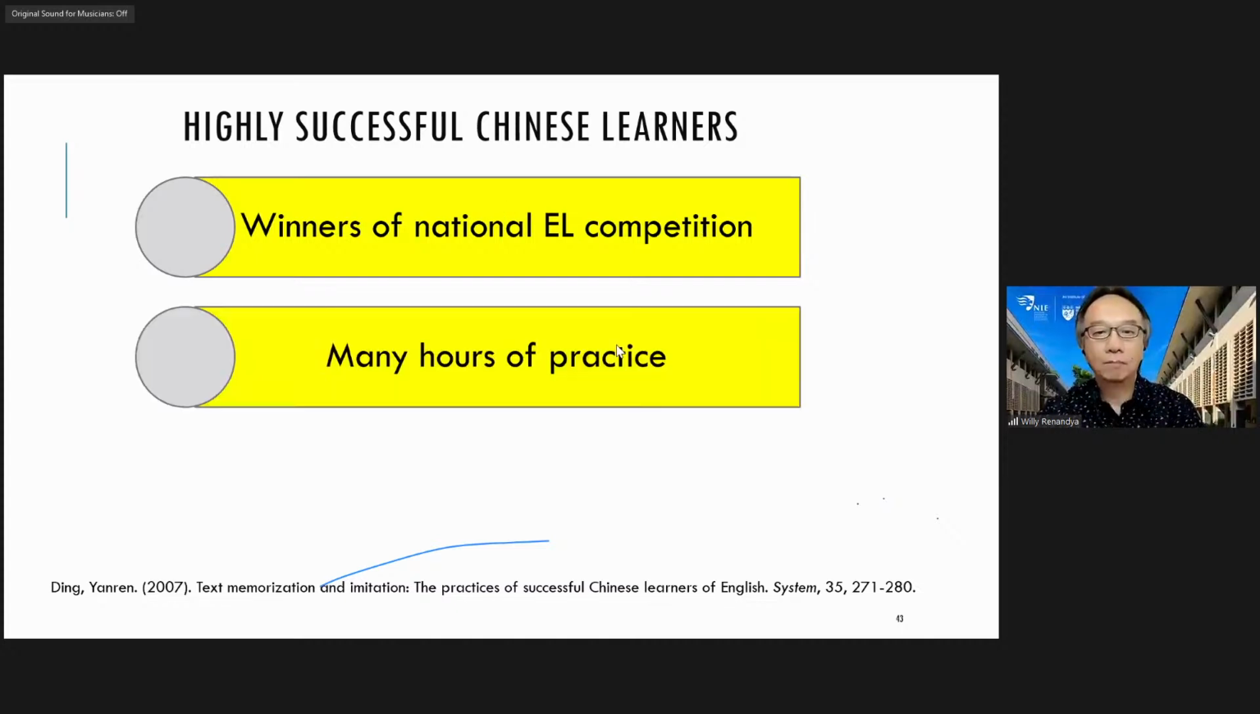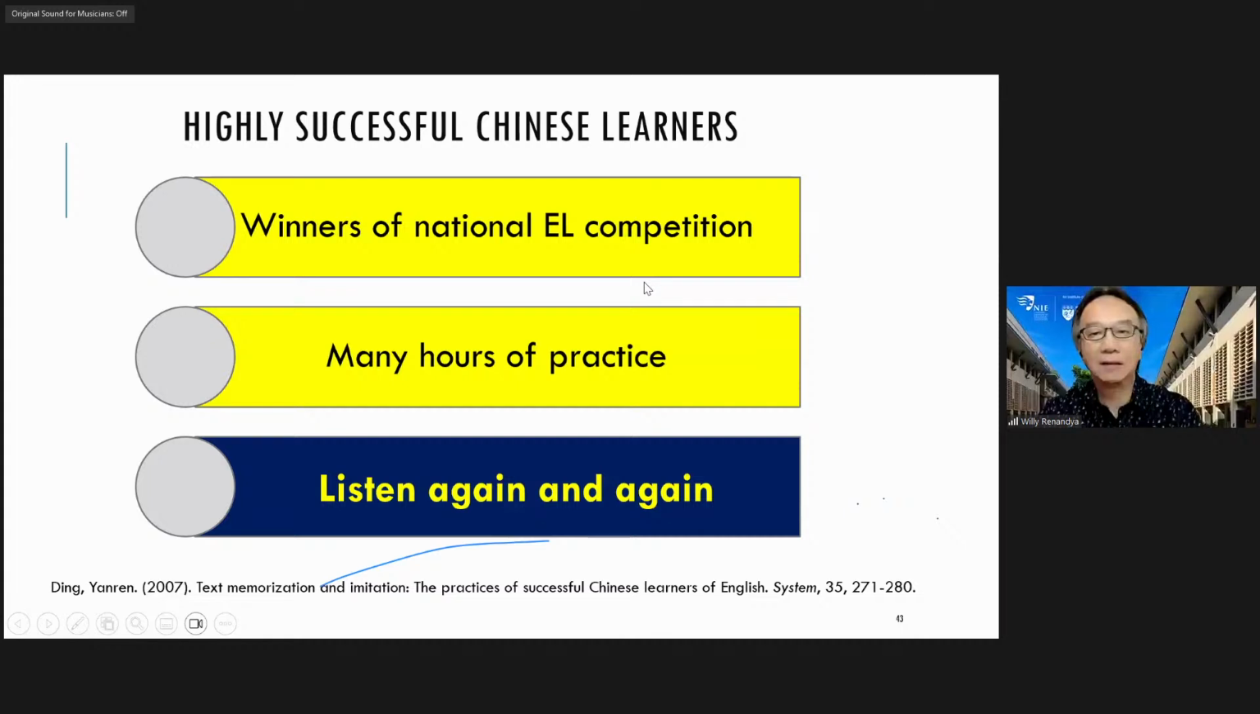What do we learn from these people? Number one, they spend hours doing a lot of practice. Remember what I said earlier on, practice makes perfect? No, it's perfect practice that makes perfect. And let me exemplify what perfect practice means. There you go.